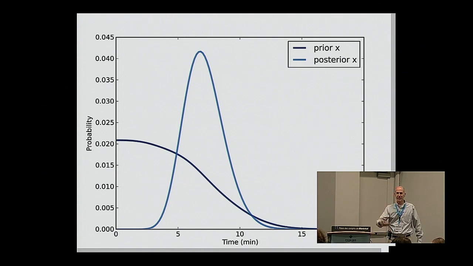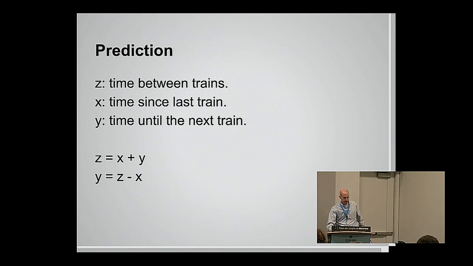And now if I've seen 15 passengers, I do the update. The 15 passengers makes me think that it hasn't been very long since the last train. And so my posterior, oh, sorry, I said that wrong. It makes me think that it has been a while since the last train. And so my posterior belief for x is centered around 7.5 minutes, which was our guess a minute ago. If x is large, that makes me think that y is small. If it's been a while since the last train, there should be a short wait time. And we can do that.